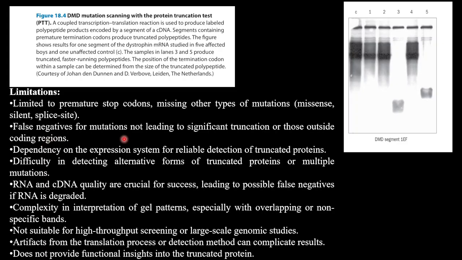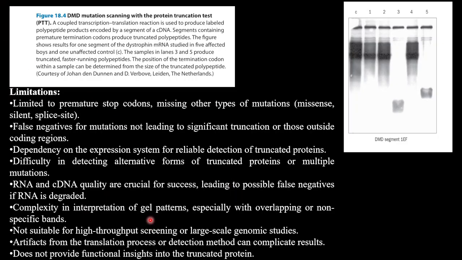False negatives for mutations not leading to significant truncation or lying outside the coding region. Dependency on the expression system for reliable detection of truncated proteins. Difficulty in detecting alternative forms of the truncated proteins. RNA and cDNA quality are very essential. If RNA is degraded, it leads to possible false negatives.